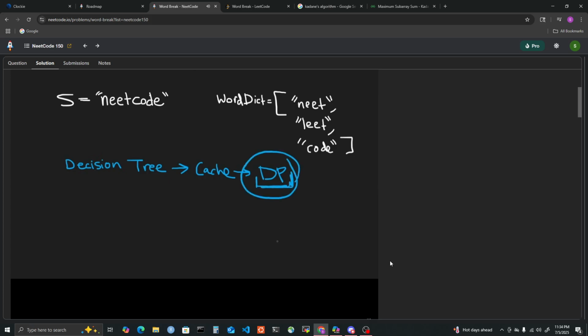Usually the DP solution is a lot less code than caching. So we're going to be looking at our input string neat code. I think that's a little bit better than neat code, wouldn't you say? So what the decision tree is going to be is we're going to start at the first position, for example, i equals 0. We're going to be keeping track of whatever index we're at.